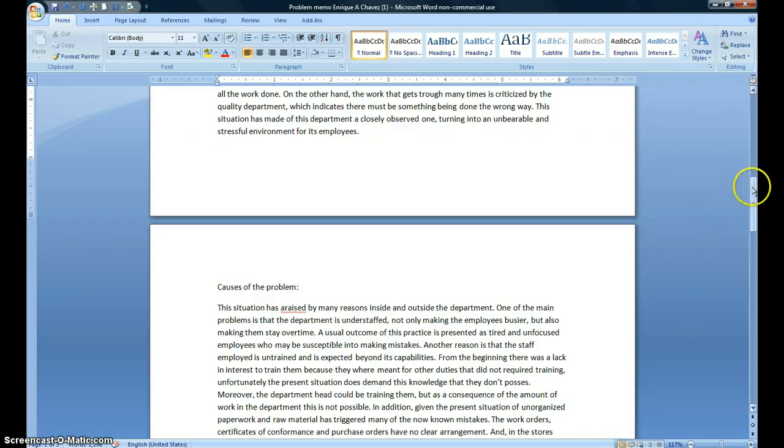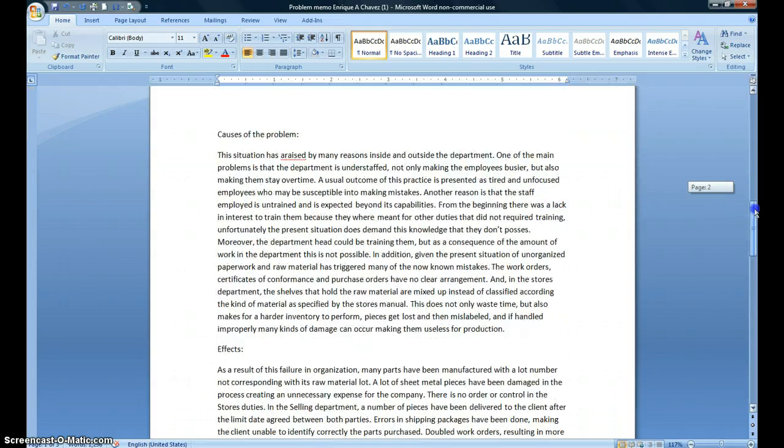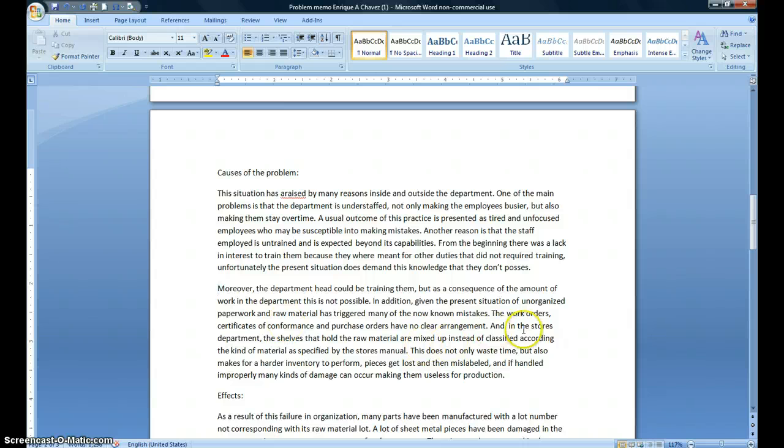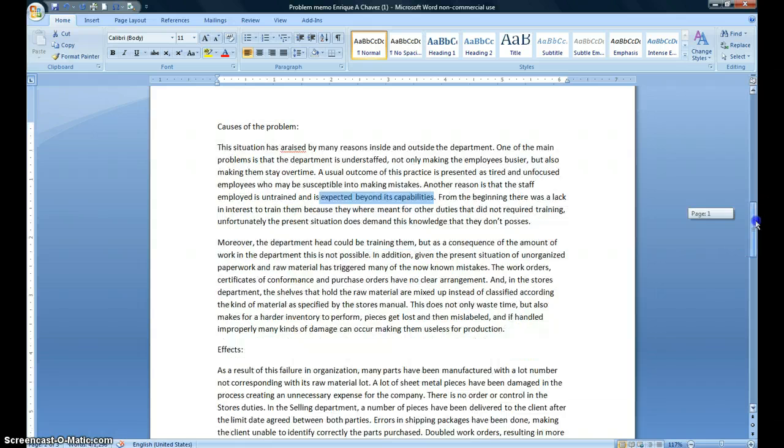Okay, and then he goes into the causes, and here the causes are one long paragraph. He probably should break it up into at least 2, maybe 3 paragraphs, but he talks about the causes. First one is it's understaffed, and the second one is the staff is untrained, and what is expected is beyond their capabilities. Okay.